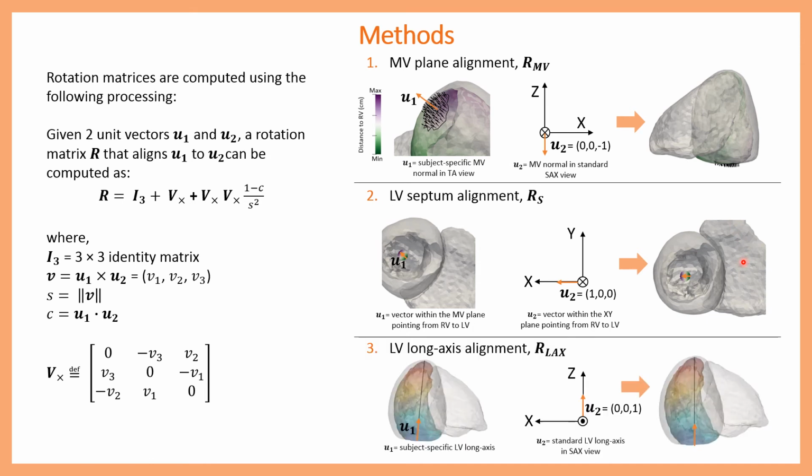The last alignment is the left ventricle long axis alignment. U sub 1 is now the unit vector pointing from the center of the mitral valve hole to the left ventricle apex. U sub 2 is this one, 0, 0, 1, and these are the final aligned meshes.